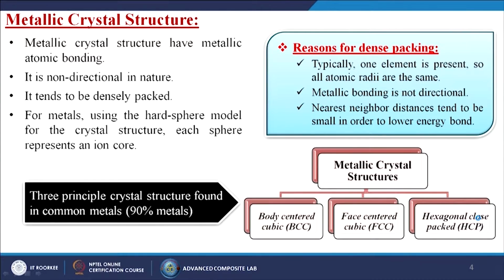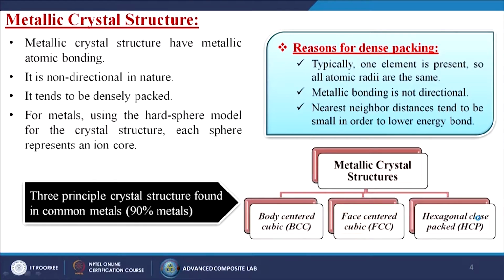Now first let us discuss the metallic crystal structure. Generally the metallic crystal structure has metallic atomic bonding, which is why it is known as the metallic crystal structure. It is non-directional in nature and tends to be very densely or closely packed, so the gap between the atoms is very small. For metals, we generally use the hard sphere model for the crystal structure, where each sphere represents an ion core.